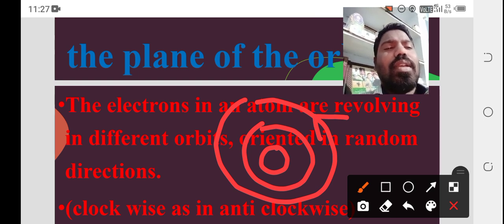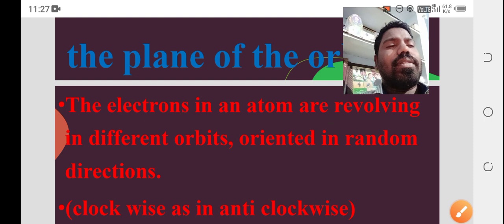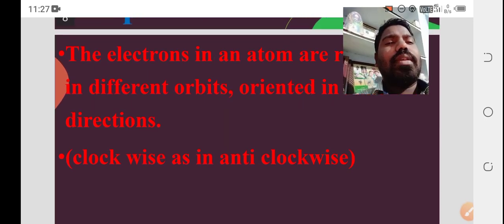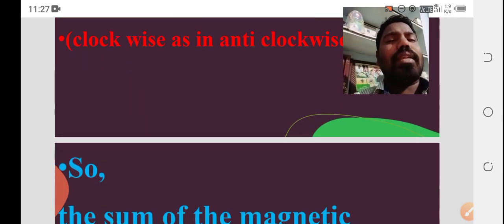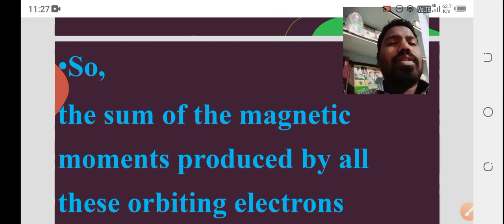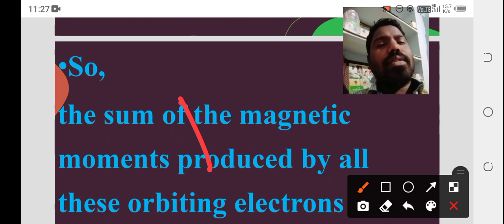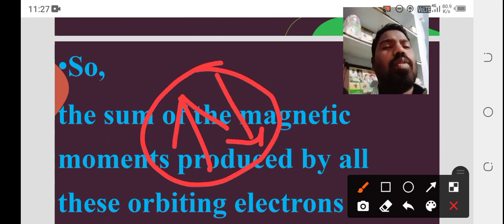That means it may be anti-clockwise or clockwise. So here there are different orbits oriented in random directions, that means clockwise as well as anti-clockwise. So what is happening? The net dipole moment is what?